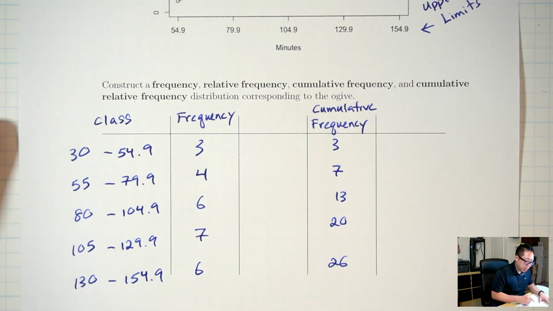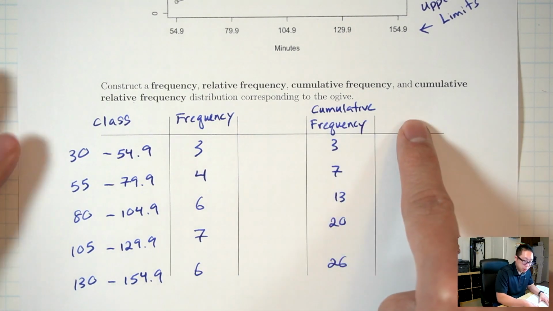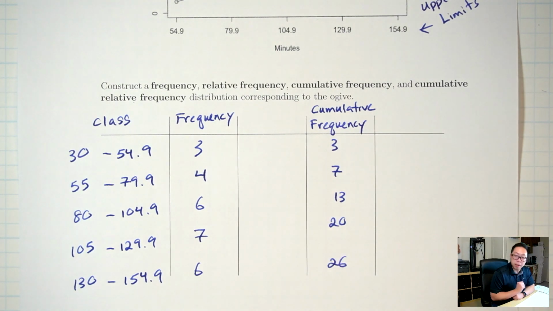Okay, and then from here, I know you know how to find the relative frequency and then the cumulative relative frequency, so I'm not going to do that here.